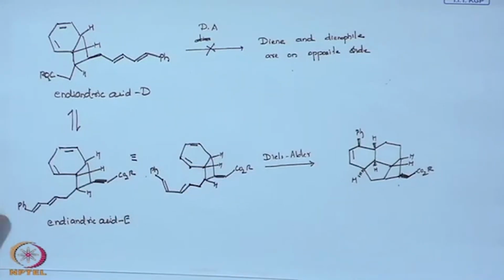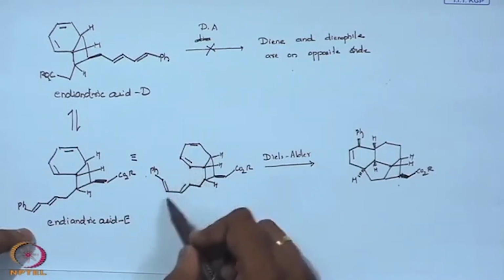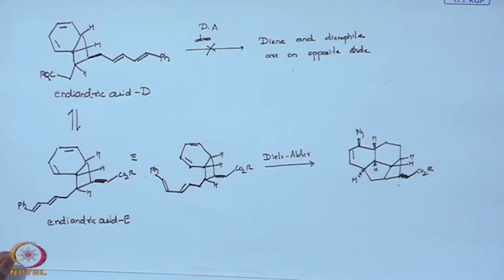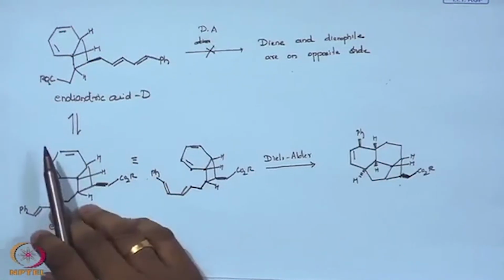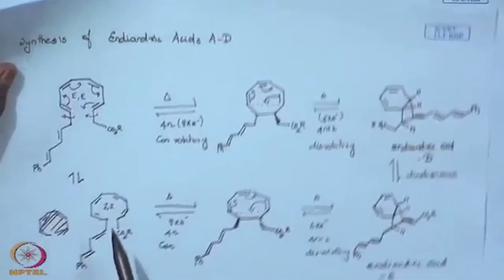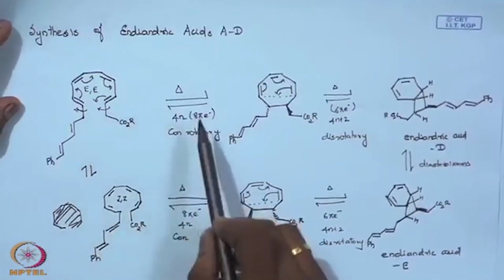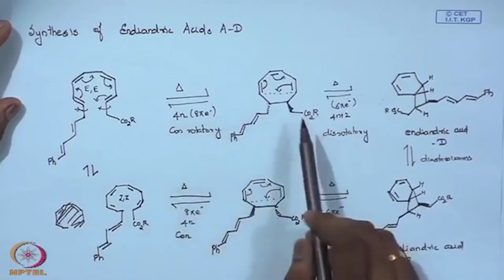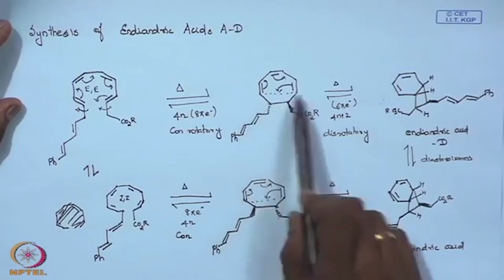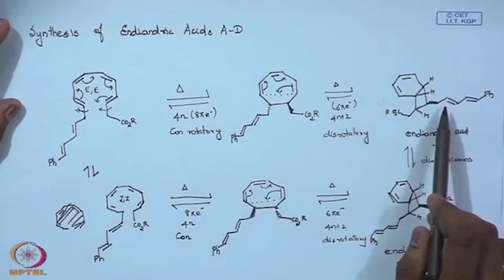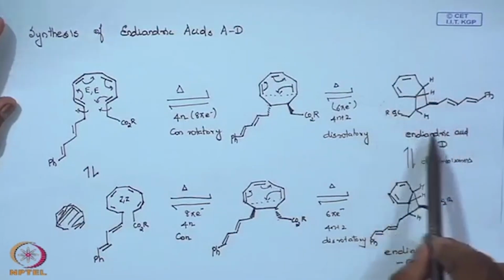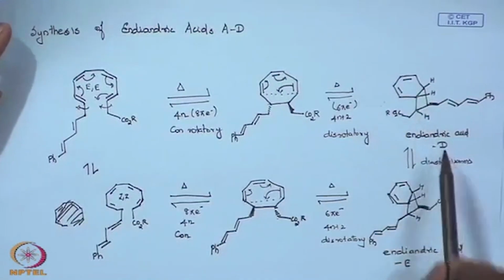So, you get this product, it is just a Diels-Alder reaction. Any doubt? So, we have taken a system like this, we did heating, which gets you a cyclized one, then you again heat, and it undergoes a 4n plus 2 electrocyclization to give you endiandric acid D.